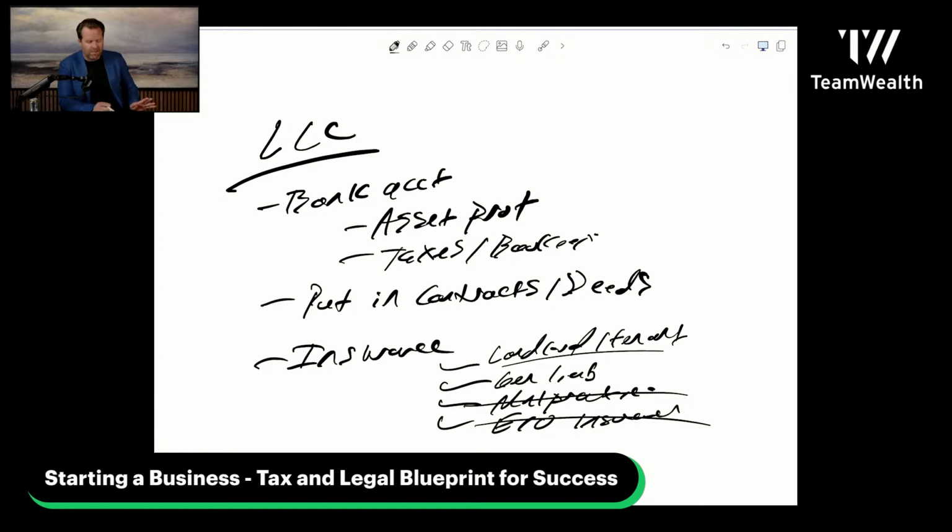Obviously, landlord-tenant depends on your situation. And general liability and property only depends if you have a storefront or somewhere where customers or employees or contractors or other vendors may go on.